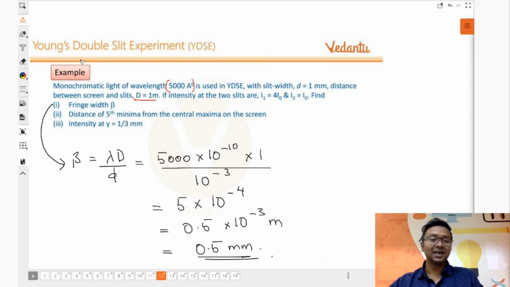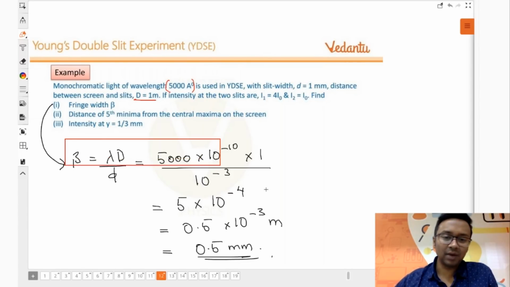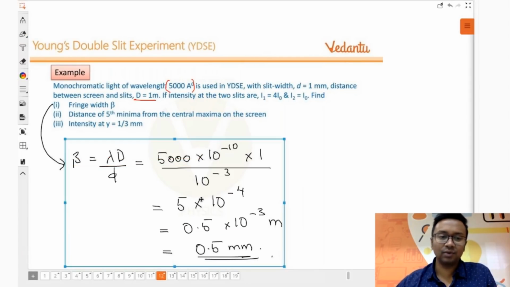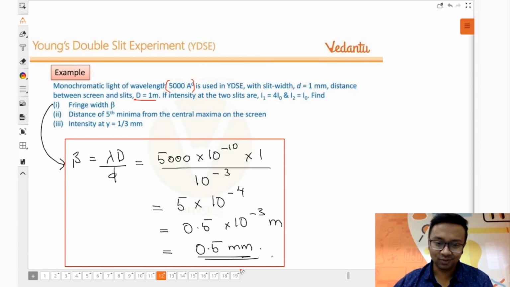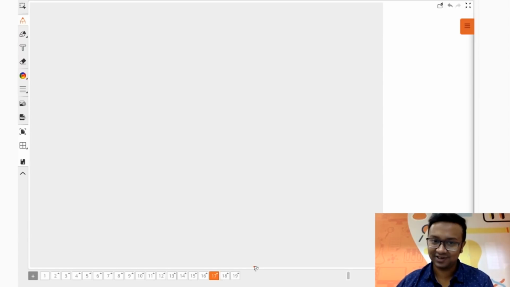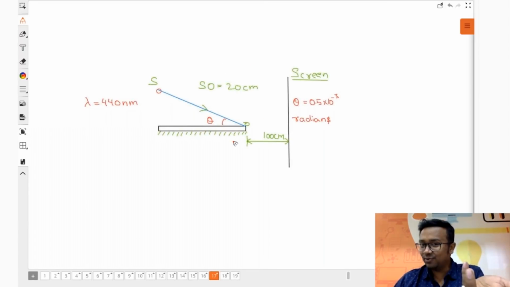All right, students. So this is a very, very simple formula-based question to find out the fringe width. We have something very, very interesting coming up as well. So I just want all of you to sit tight. I'll just give you a glance of that question. So here we have one question. We're going to come to that eventually.